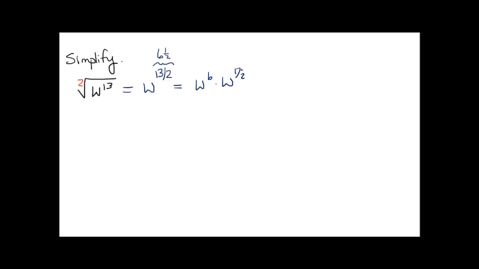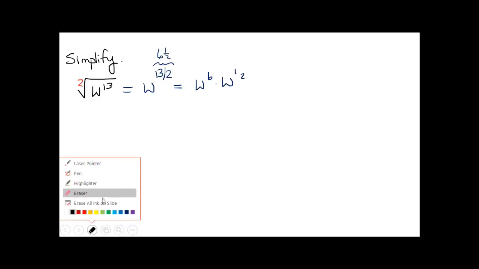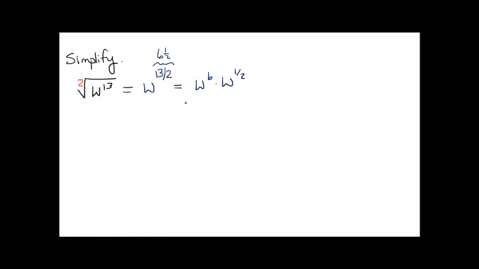Right? Because if you add 6 and a half, you get 13 halves. And if you did that, then you would have w to the 6 times the square root of w, putting it back into radical notation. So this is one option. You could use what we learned about the power being the numerator of the exponent and the index being the denominator of the exponent, and actually rewrite it with a rational exponent.